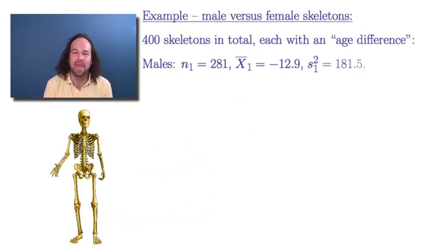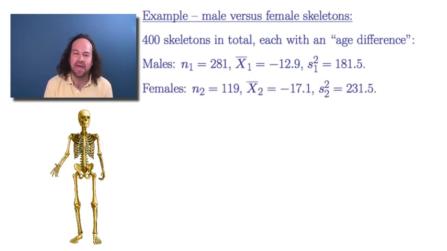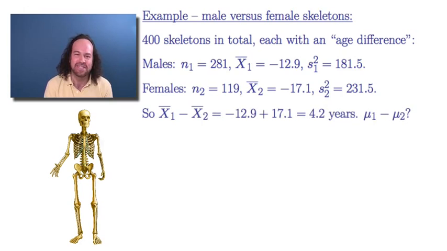Now, for the male skeletons, there were 281 of them, and they had their own mean for the age difference, which worked out to minus 12.9 years, with their own sample variance of 181.5. And the females, well, there were 119 of them, and they had their own sample mean, in this case minus 17.1 years, with their own sample variance, in this case 231.5. So that means the difference in the sample means was equal to 4.2 years.